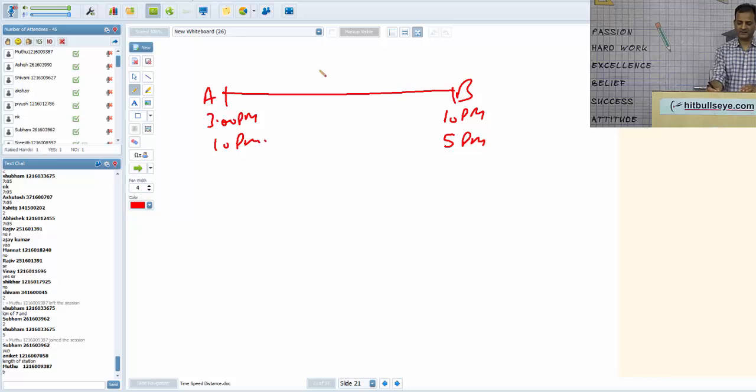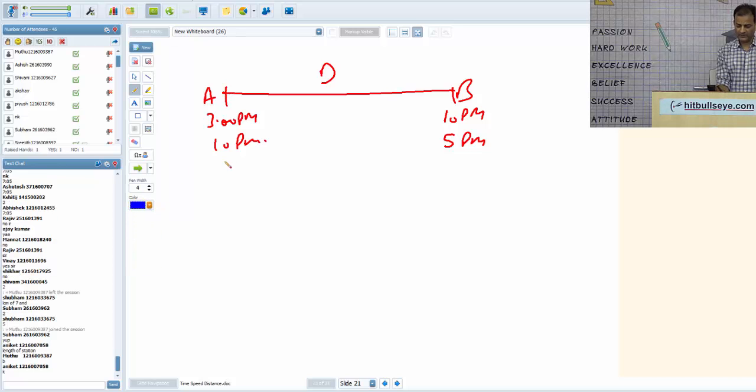So friends, distance is D. Initially I am making the equation. No length of station is given. You can take D, Aniket. This train is moving with some speed. This train is taking some time. How much time, friends? From station A, 7 hours.